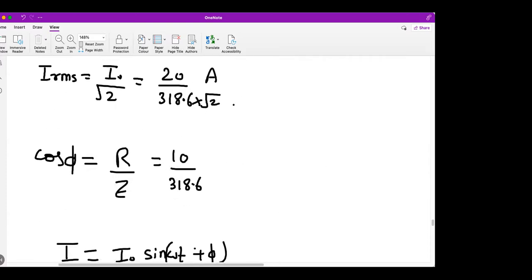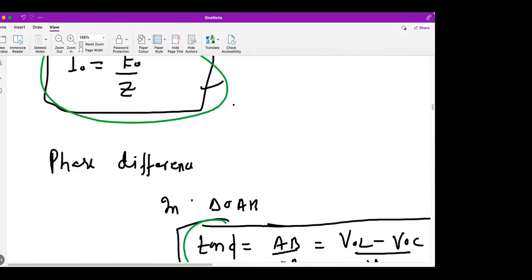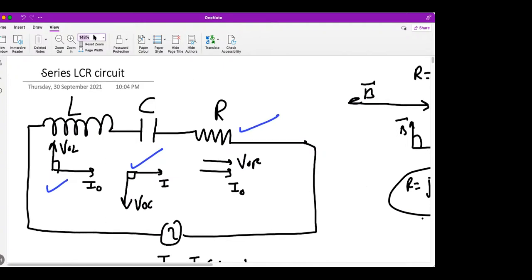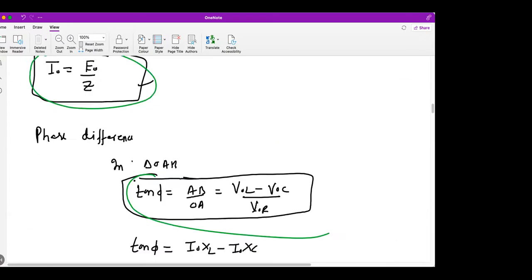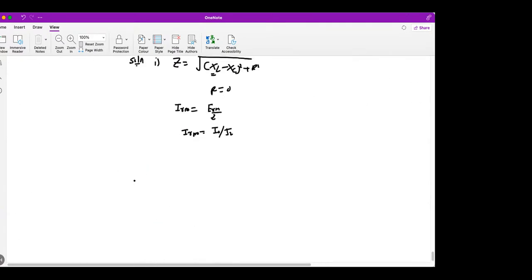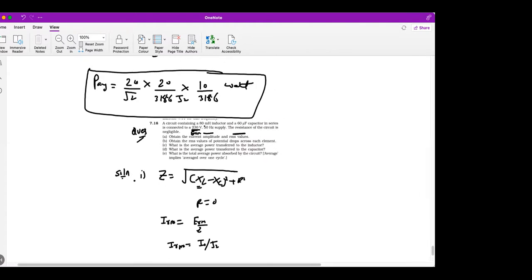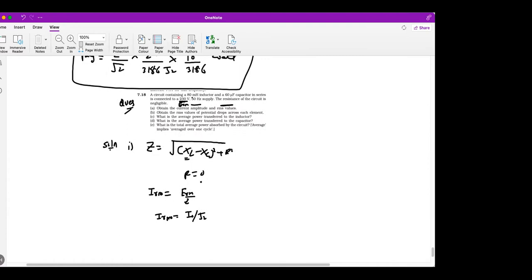Voltage is, see, first three equations of the derivation. This is how we calculate voltage across the inductor: I naught into XL. You have both I naught and XL. I naught into R, I naught into XC. But here it is asking about the RMS value. Then instead of I naught, use IRMS. Fatma is not solving. Amalia, you're solving? Yes, sir. Okay.